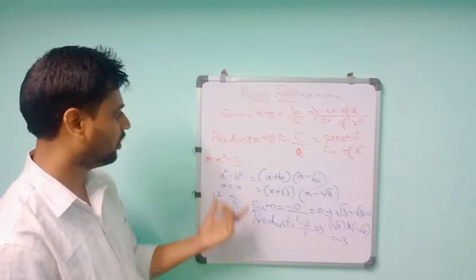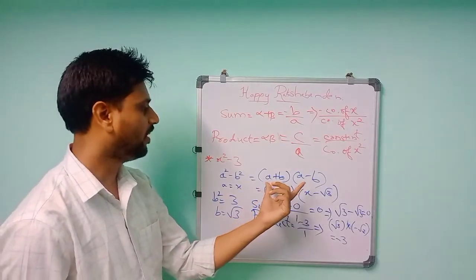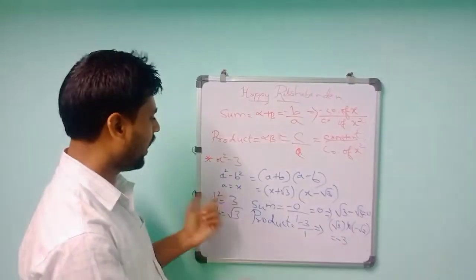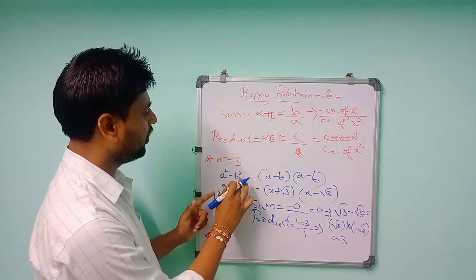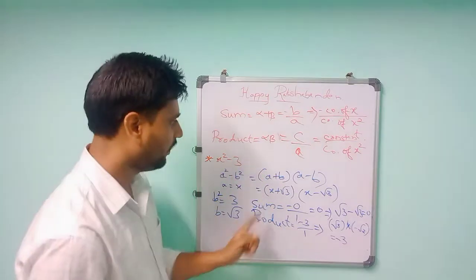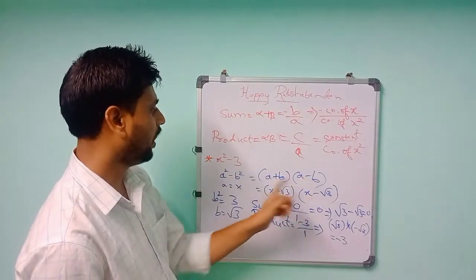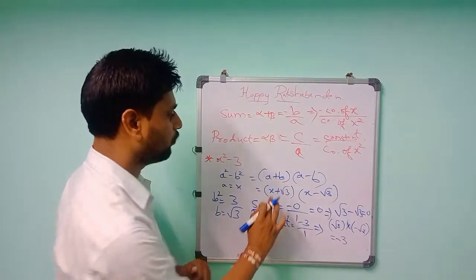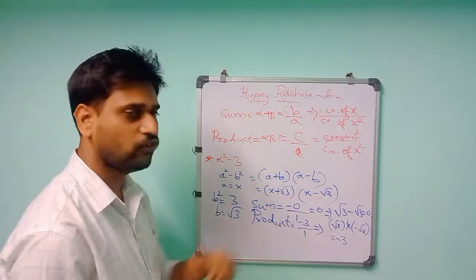When they give it like this, a square minus b square, we have to split it as a plus b into a minus b. a in terms of x is x, and b square is 3, so b is not 3 because b square is 3. You can take the square root, so b is equal to root 3. Then if you put the values, a is x and b is root 3, so x plus root 3 and x minus root 3. These are the zeros of the polynomial.